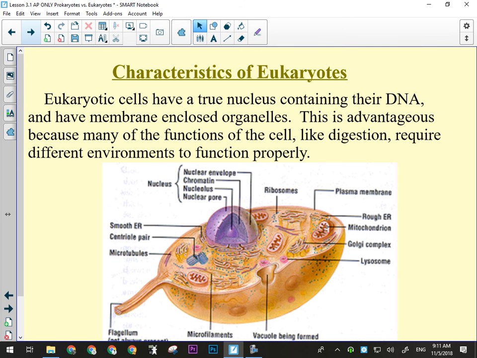Okay, the difference here, guys, is obviously eukaryotic cells have a true nucleus. There's a special membrane that surrounds the genetic material, keeps it safe, protects it. And they have other membrane-enclosed organelles, and that's advantageous because many of the functions of the cell, especially digestion, require different environments to function effectively. If you're looking at a prokaryotic cell, it's got to digest its food in the same place it keeps its DNA.